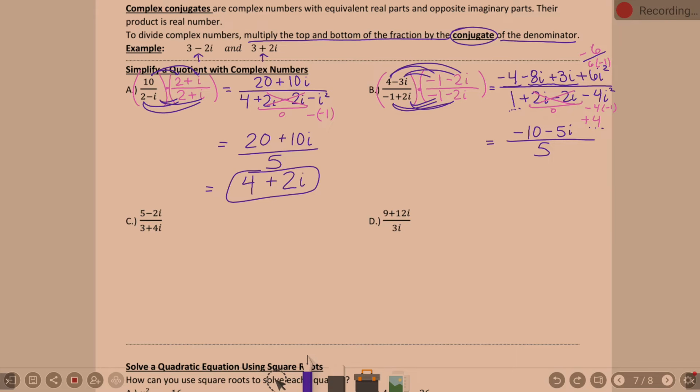Okay. Can I clean this up farther? Yeah, because I have a single 5 in the denominator, and that can divide into both pieces. So negative 10 divided by 5 is negative 2, minus 5i divided by 5, minus 1i or minus i. Okay. Remember, just like yesterday, we're leaving our answers in the form a plus bi.